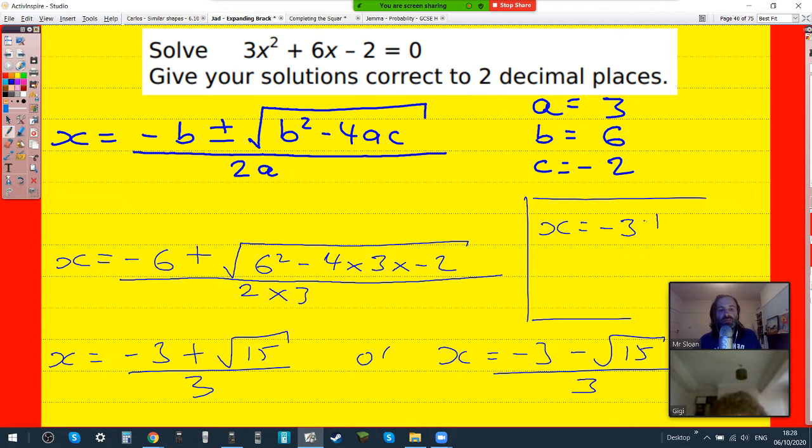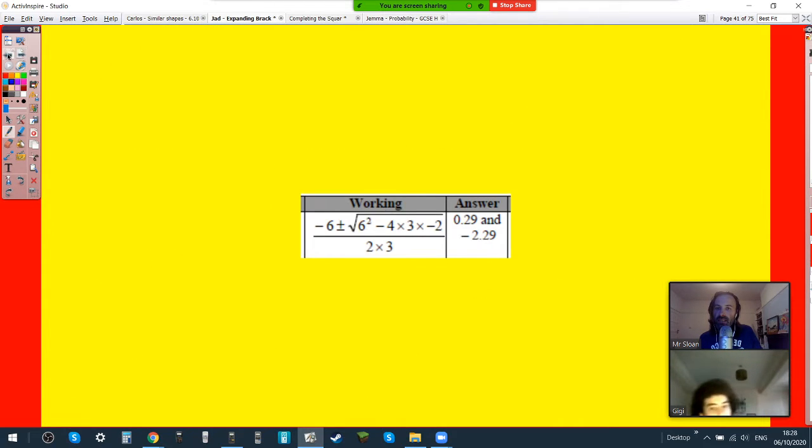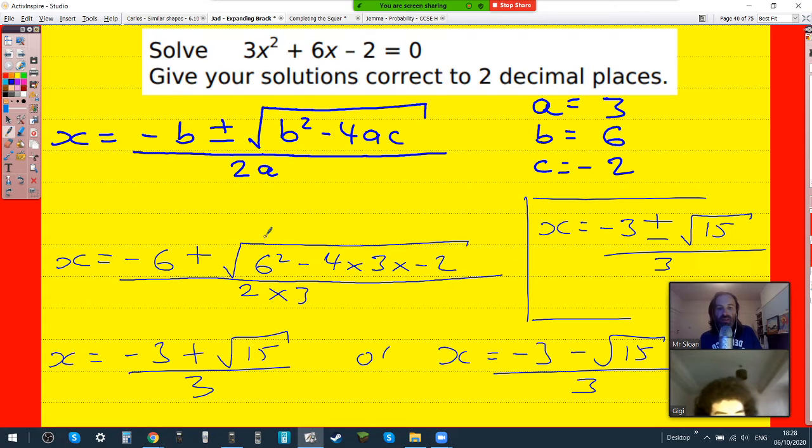Short way is plus or minus. Oh, right. That's it. So minus 3 plus root 15 over 3, or minus 3 minus root 15 over 3. Do you only need to figure out 1 for all the questions? Yep. Using the formula. And they wanted it to 2 decimal places.